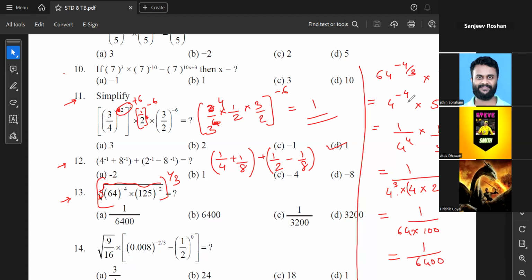Now, answering your query, Naitik, basically what did I do? I took the cube root. So it's raised to minus 4 by 3. After taking the cube root, I'm left with 4 over here. And the raised to minus 4 still remains, so I put it as it is. Understood? Okay, sir, understood. Yes, sir.